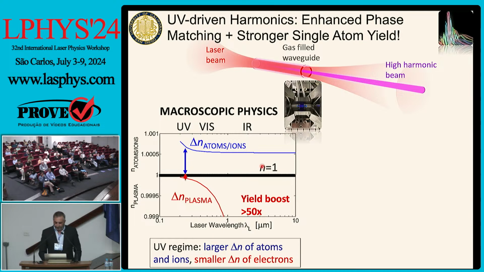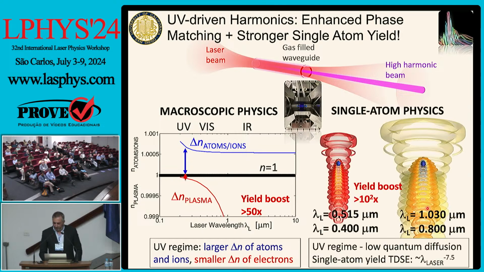In fact, when we move from the infrared region of the spectrum towards the ultraviolet region, there are both favorable macroscopic and microscopic effects. In terms of phase matching, the indices of refraction of neutral atoms and ions increase as we approach resonances. These laser wavelengths also experience less plasma dispersion. This means that we can in fact operate at much higher laser intensities without destroying phase matching.